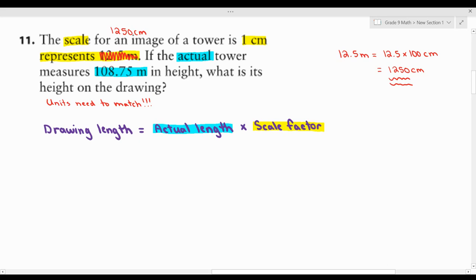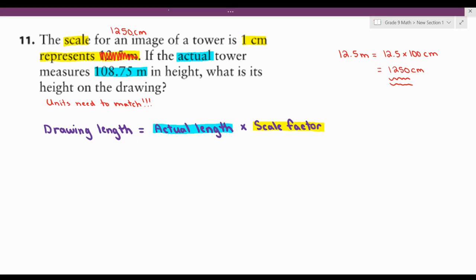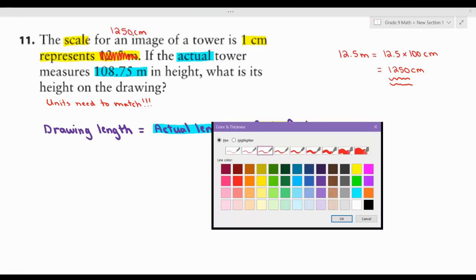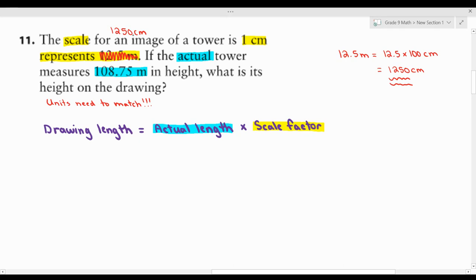So then in my formula, the actual length, I know that this has a value of 108.75 meters. But again, we got an issue there. That's not in centimeters. So 108.75 meters, if I times that by 100, that would give me 10,875 centimeters. So I'll also cross this out.